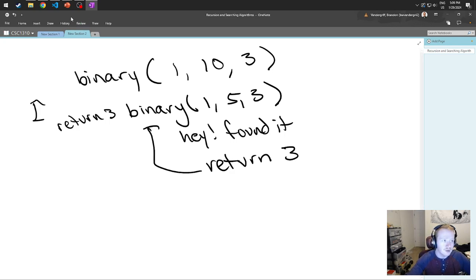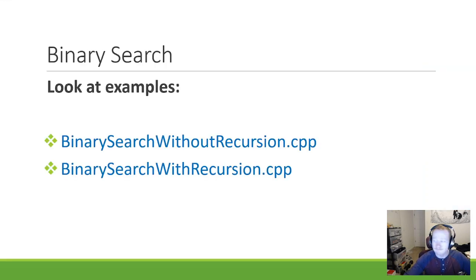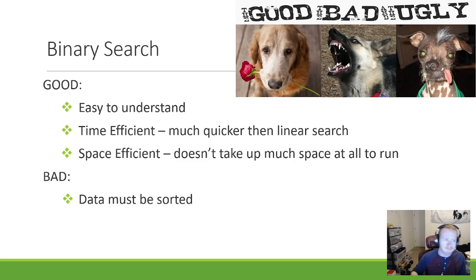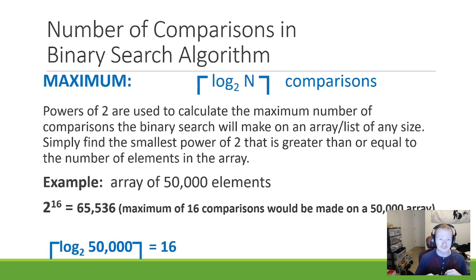So you can do it recursive, or you can do it normally. Binary search, it's easy to understand, it's time efficient, it's space efficient. The only issue is you have to sort your data. If it's unsorted, binary search will not work. So looking at the comparison, we looked at linear search, now we have to look at binary search. The maximum amount of comparisons with binary search is log 2n.